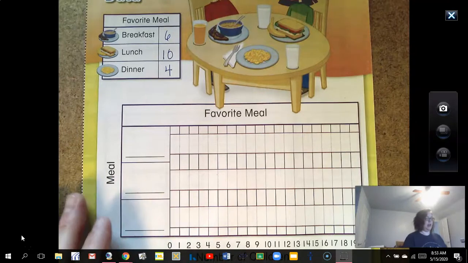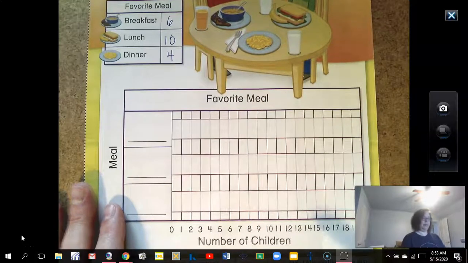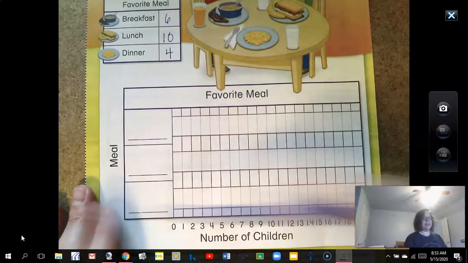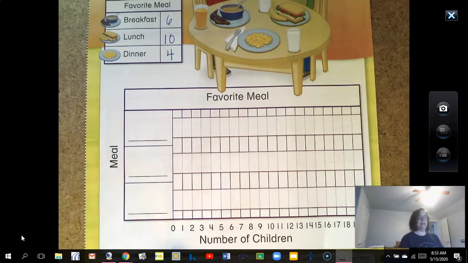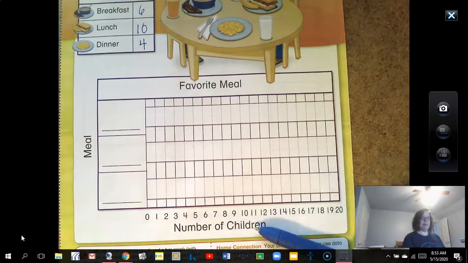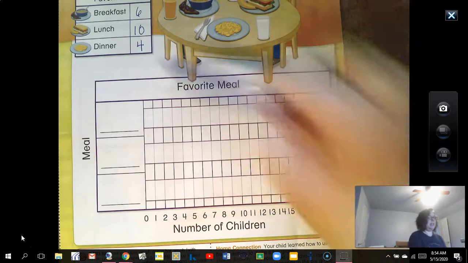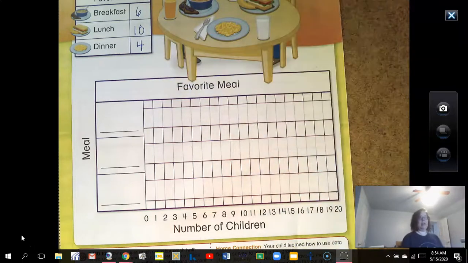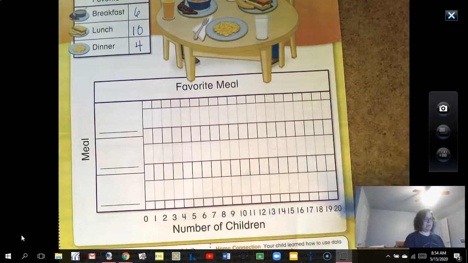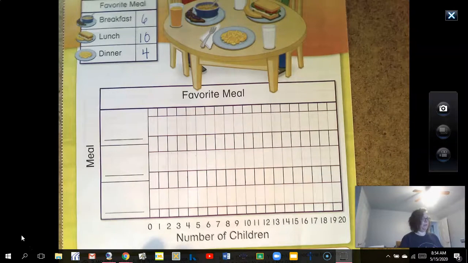All right. So up here on the graph, it says favorite meal. Along the left-hand side, it says meal. Along the bottom, we have a scale, or we have numbers from 0 to 20. And it is labeled number of children. So this has to do with the number of children. And up here, if you add 6, 10, and 4, you get 20. So they went up to 20 for the number of children that were included in our data or our information.